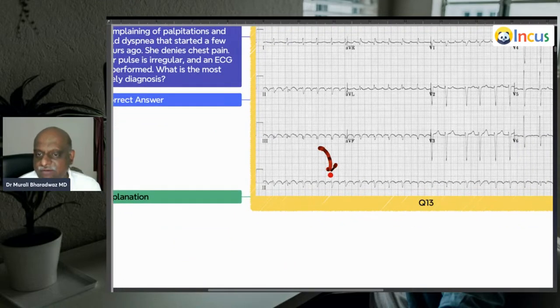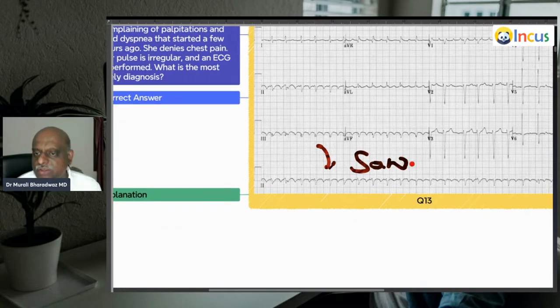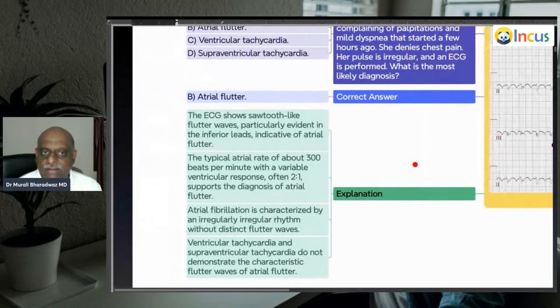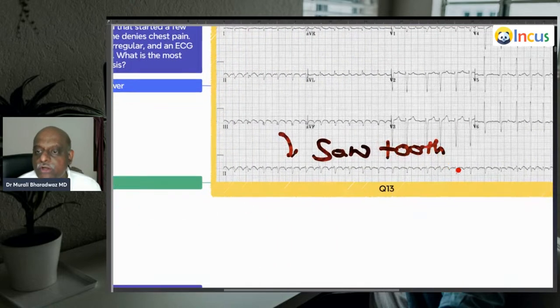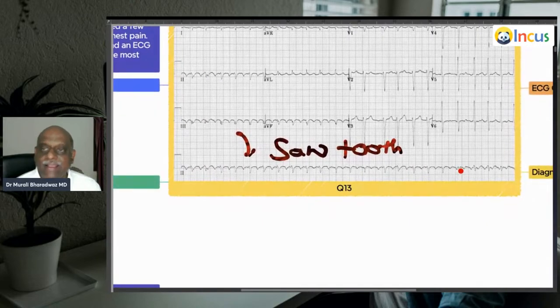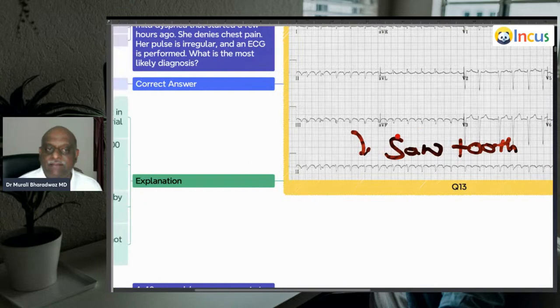Now, doctor, a 70-year-old man with a history of hypertension and diabetes complains of palpitations with mild dyspnea. Pulse is irregular. What do you see? Sawtooth pattern. So it is an example of atrial flutter. Sawtooth pattern is what you need to remember. So tomorrow's NEET PG, there are going to be 4 to 5 ECGs, doctor.